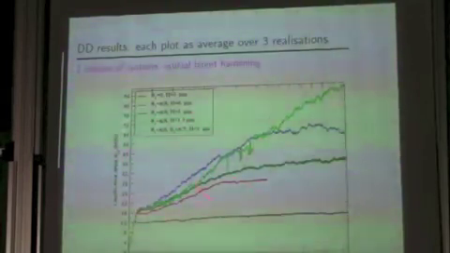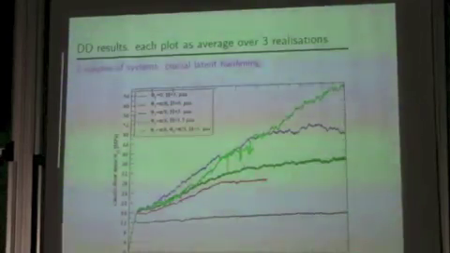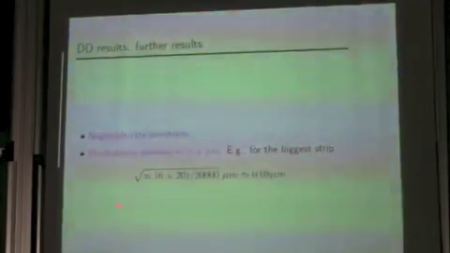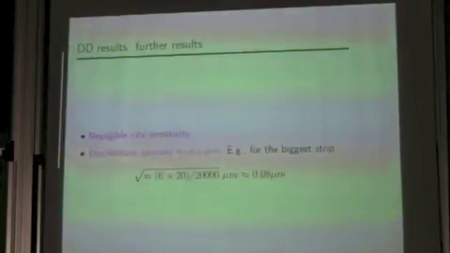one strip. I didn't want to superpose too many curves here, but then I'll show you more results. So as I said, there is quite a negligible rate sensitivity in this problem, and the dislocation spacing at the end of the analysis is about 0.1 micron.